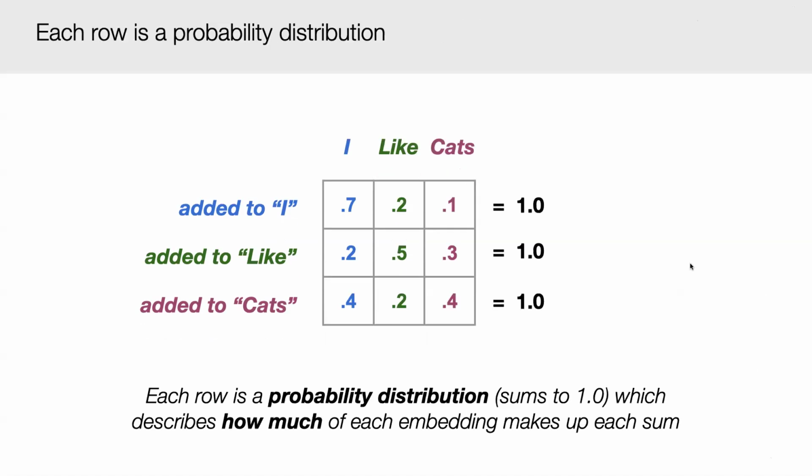Okay, cool. And each row here is a probability distribution that sums to 1 that describes how much of each embedding is making up each sum. Right? So row-wise, they'll all add up to 1 as we need. And like I said, it's the same thing. So for the first row, for example, we'll understand that for I, it's going to be 70% I, 20% like, and 1% cat, for example. And in the case of fish and bake, it'll be different numbers, right? And so on and so forth. Are we good so far, guys?